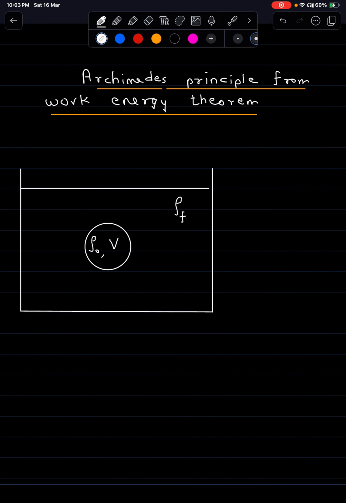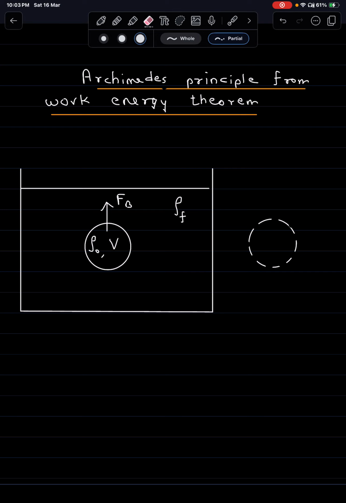So how much is that force according to Archimedes principle? We have to see how much is the weight of the fluid displaced by the object. The weight of the displaced fluid will be the buoyant force. So the buoyant force that will act upwards on this object will be nothing but the weight of the displaced fluid. I'll just draw the displaced fluid over here. The volume of the object is V, so obviously it will displace or shift aside the same volume of fluid as that of the object.